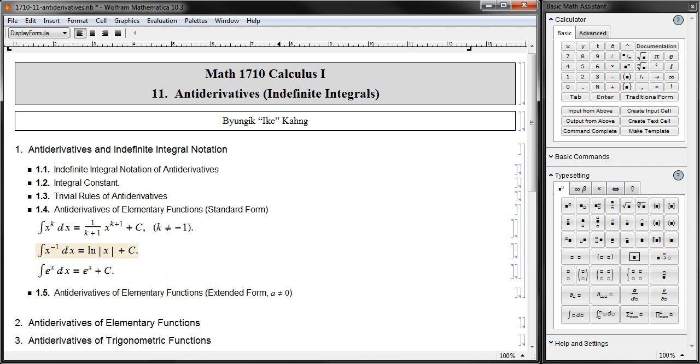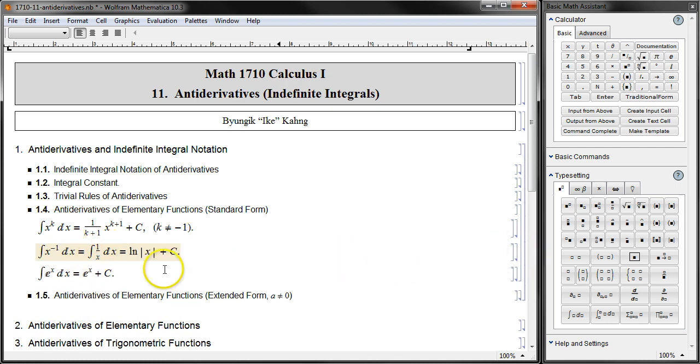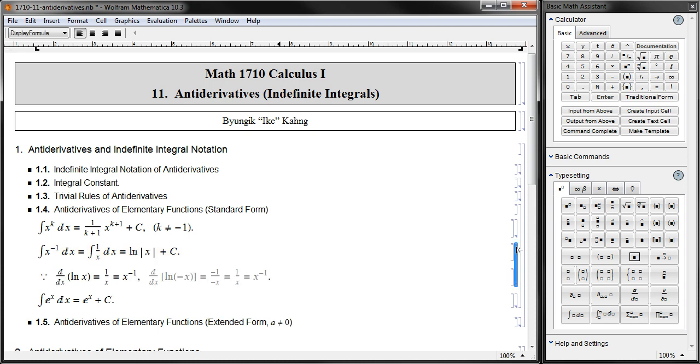That exceptional case is the next. Antiderivative of x to the -1st power, or equivalently speaking, antiderivative of 1 over x is log of absolute value of x. Why do we need absolute value here? Because inside of the logarithm always have to be positive. To be a little bit more precise, we need these computations. Derivative of log x is 1 over x, so you have x to the -1st power. That's okay. But what if x is negative? In that case, you have to make it positive by taking extra negative sign here.